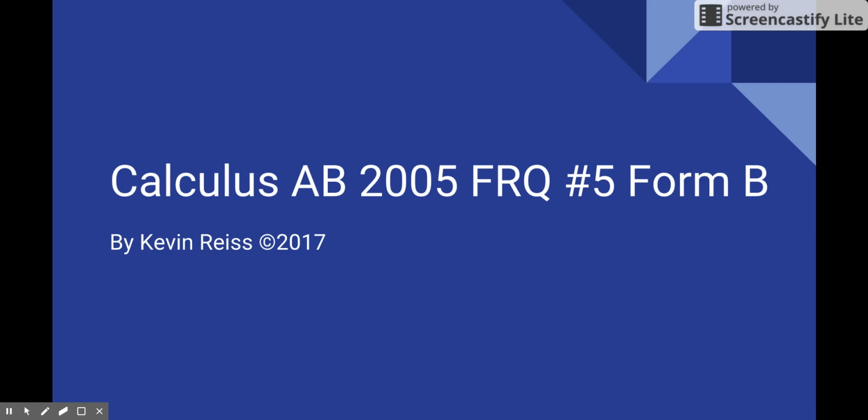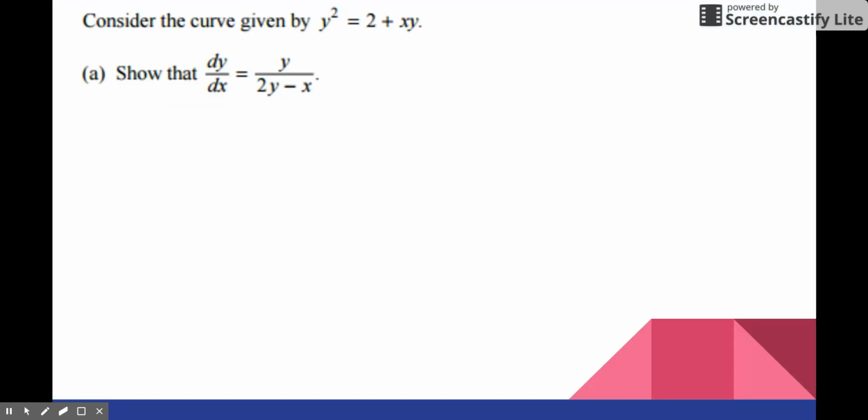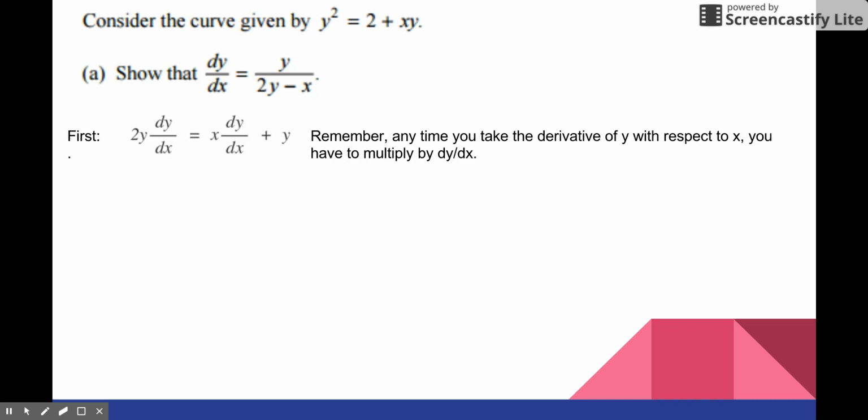Hello, this is Kevin Rice, and I'm explaining the Calculus AP/AB exam from 2005, free response question number 5, Form B. So, the question is to consider the curve given by y squared equals 2 plus x times y, and we're supposed to show that dy/dx is equal to y over 2y minus x.